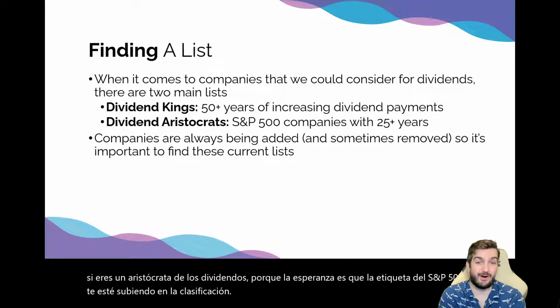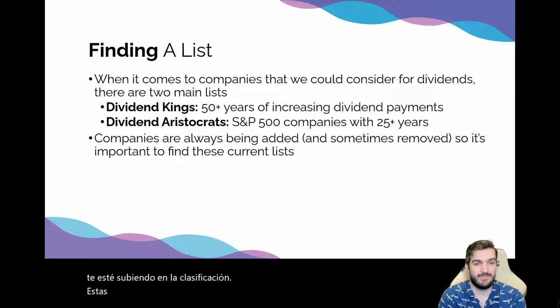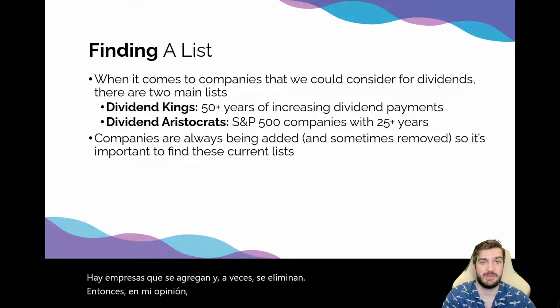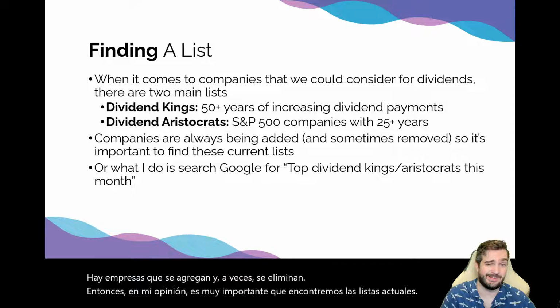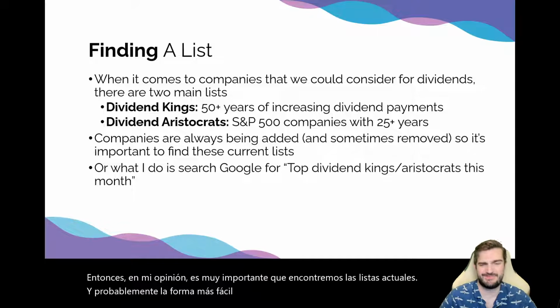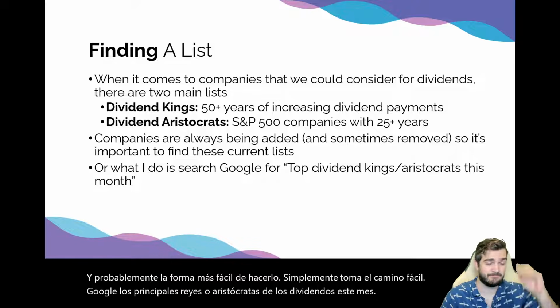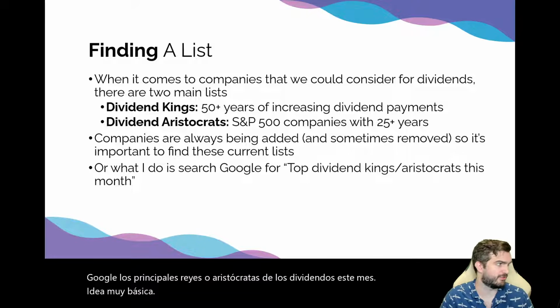These two lists are living lists. There are companies being added and sometimes removed. So, in my opinion, it's very important that we find the current lists. And probably the easiest way to do this, just take the easy way: Google top Dividend Kings or Aristocrats this month. Very basic idea. And actually, let's just go and do that together really quick.